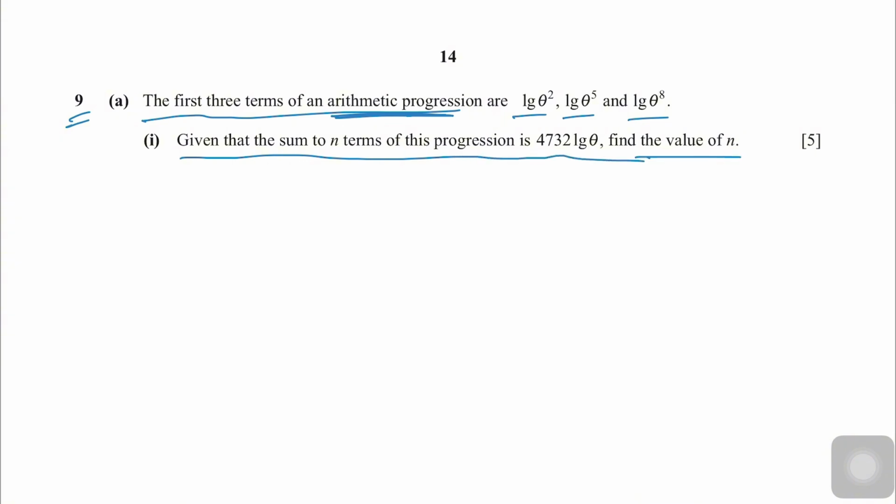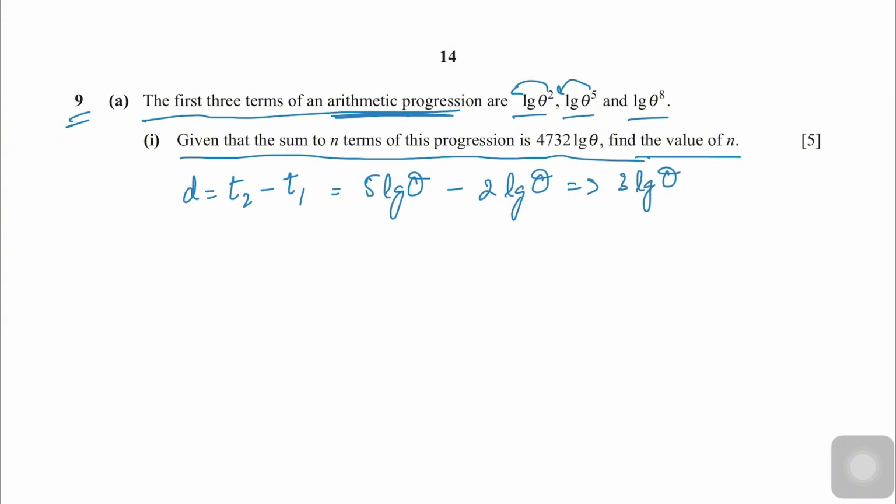We need to calculate the value of n. For that, first of all, we need to calculate the common difference. For the common difference, we need term 2 subtracted by term 1. So this would be 5 lg theta and this is 2 lg theta, so we'll get our final answer for the common difference as 3 lg theta.